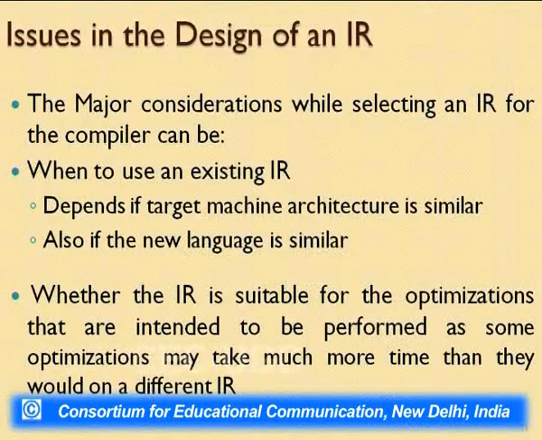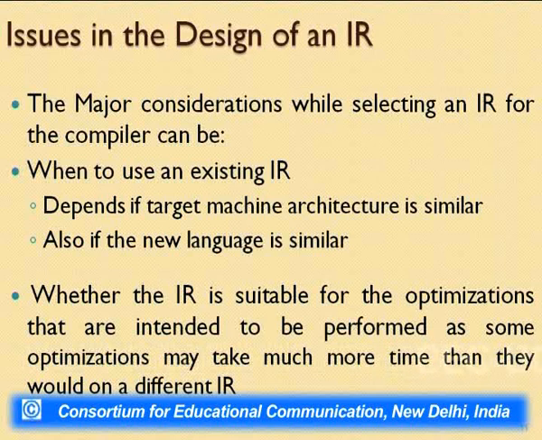So what are the major considerations we should talk about while designing an IR? The major consideration while selecting an IR for the compiler is when to use an existing IR. There is an already available IR; should we go for that, or should we design our own IR for this very language? It depends on whether the target machine architecture is similar, and also whether the new language is similar. The question here is that we are talking about a new language, and we have to go for an IR. Should we go for the well-known standard IRs that are already available, or should we design our own IR? These are the two questions to be answered.